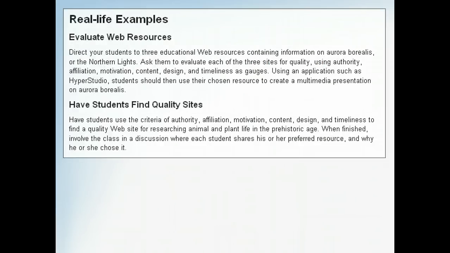Here are some real-life examples of how the concepts discussed in this lesson could be used in a classroom, either as a teaching tool or an administrative aid.